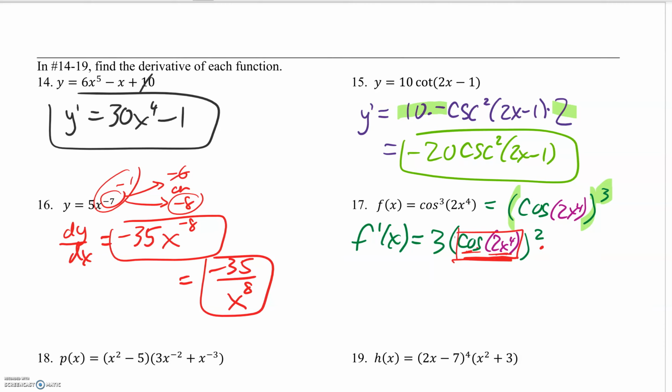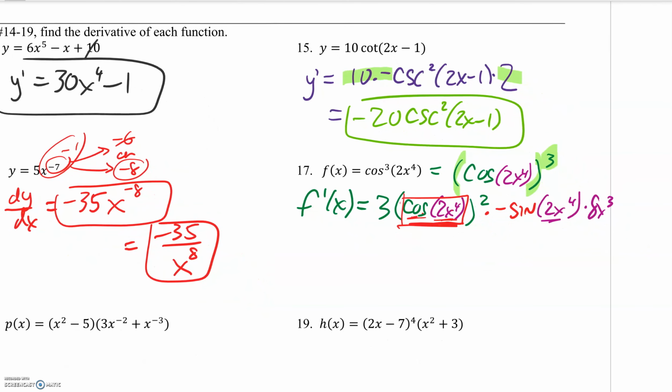So we're going to start with the outside of that mess. That'll be negative sine of the stuff. And there's that same old 2x to the 4th, and it's not changing. And now it's times the derivative of that stuff, 8x cubed. All right, there's a lot going on here. So now it's time to clean it up a little bit.